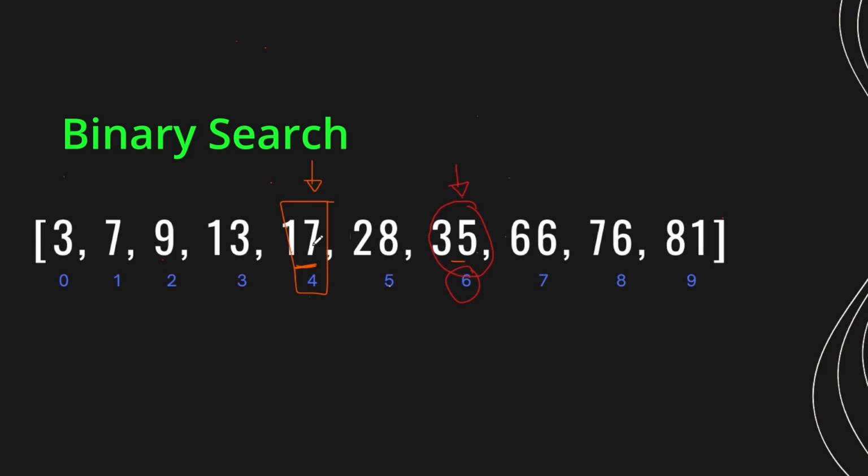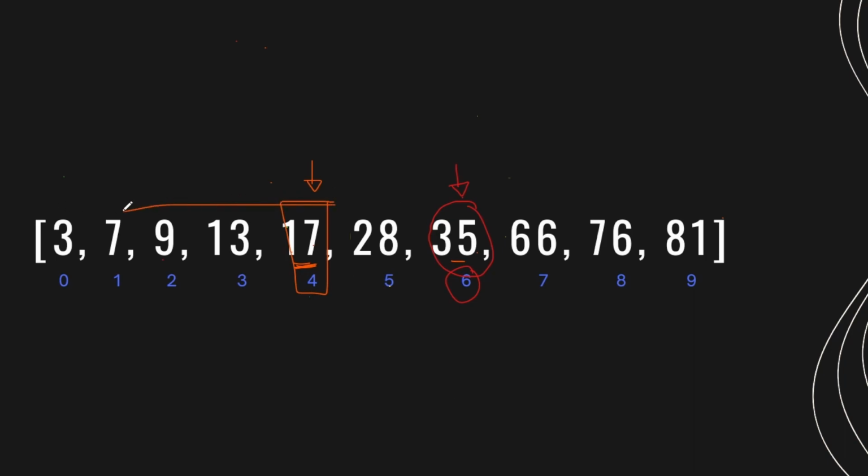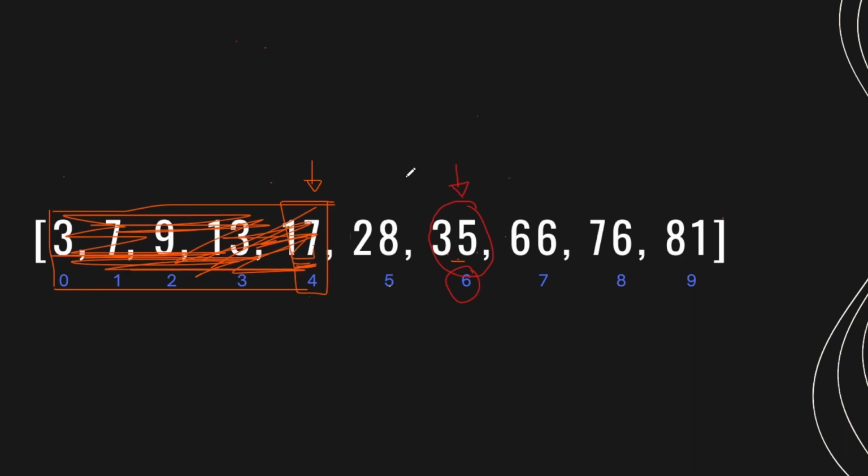The answer is no, it is not. Okay. Is the mid element greater than or smaller than our target? 17 is smaller than our target. Okay, so since this is a sorted list and all the numbers that are before 17, all the numbers on the left, are also going to be smaller than our target, then we can just eliminate them. We are not going to go through them because we know they won't match our target.